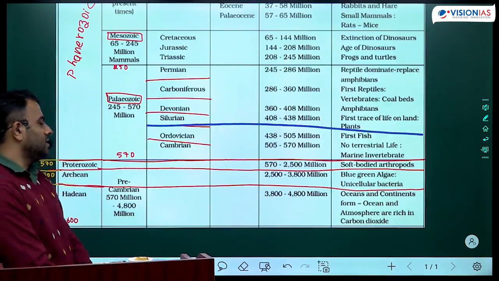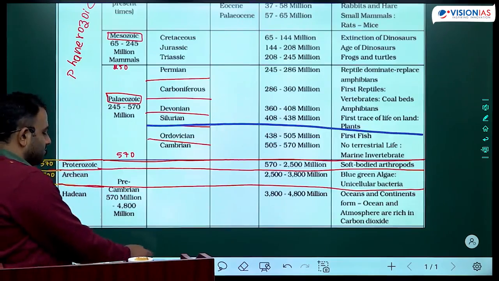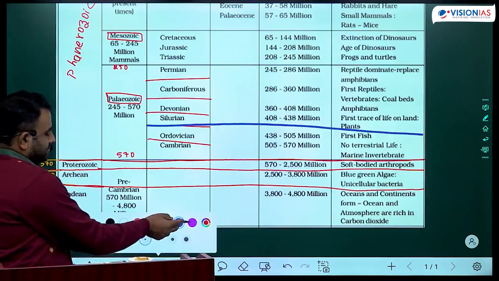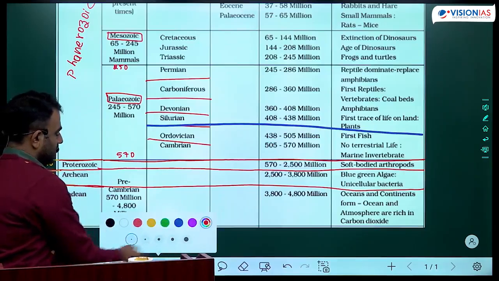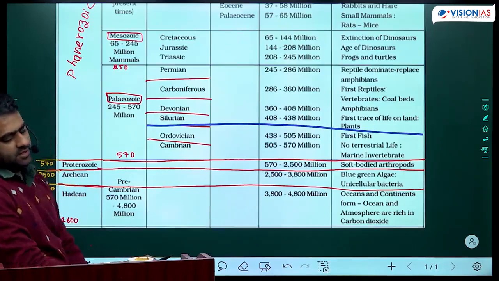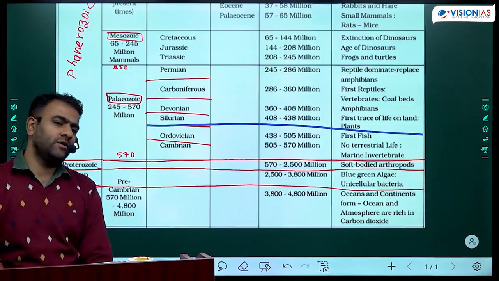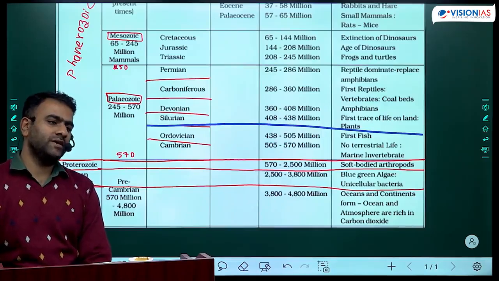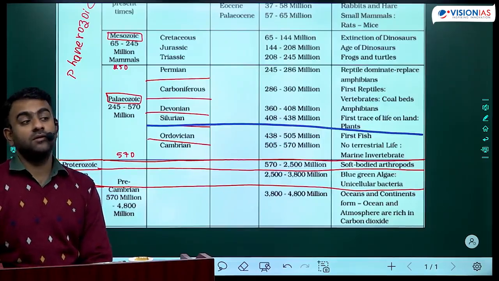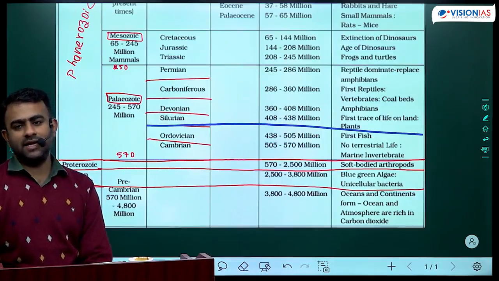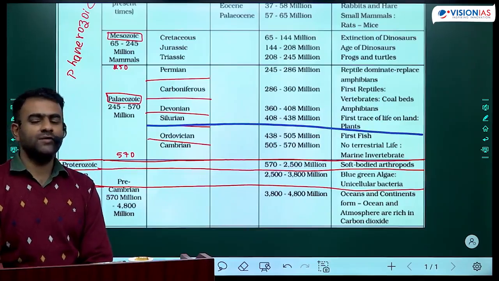Silurian is marked by the first life on the surface of land. First life on the land. Okay, when the land is completely barren, what kind of life can evolve on the land for the first time? सबसे पहले life क्या हो सकता है? Mosses, lichens. Okay, lichens and mosses can grow even on the bare rock.